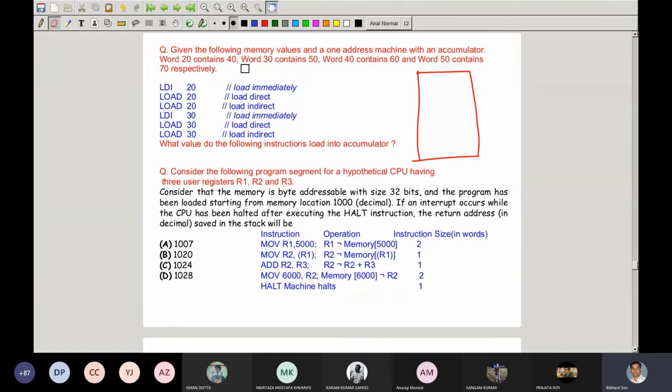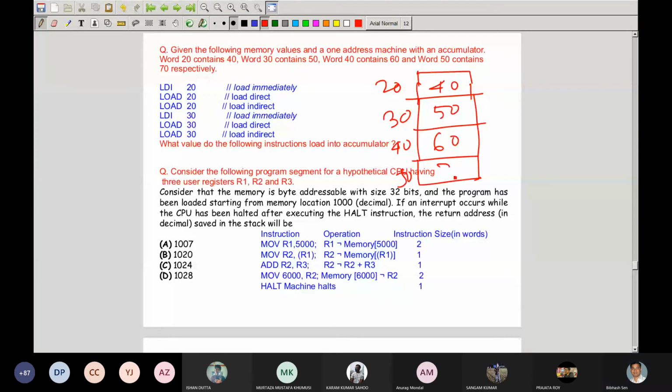Word 20 contains 40. So I am first writing this. Word 20 contains 40, word 30 contains 50, word 40 contains 60, word 50 contains 70. It is 10 byte addressable, each of the locations differs by 10. No problem.